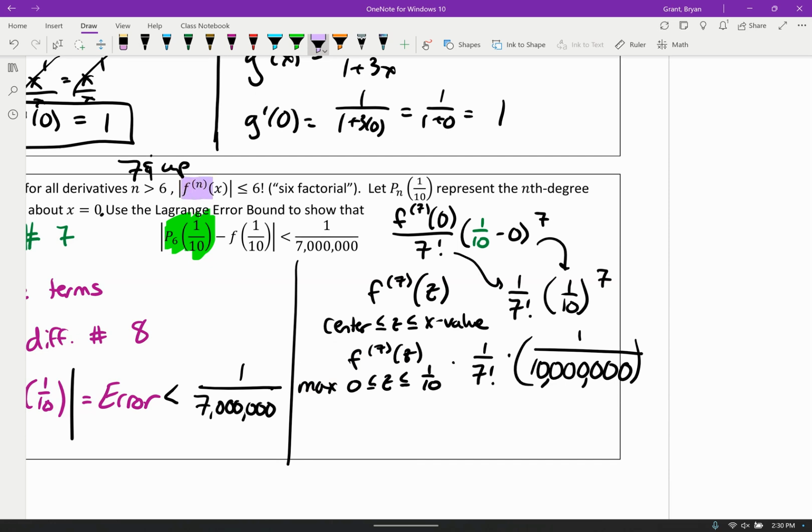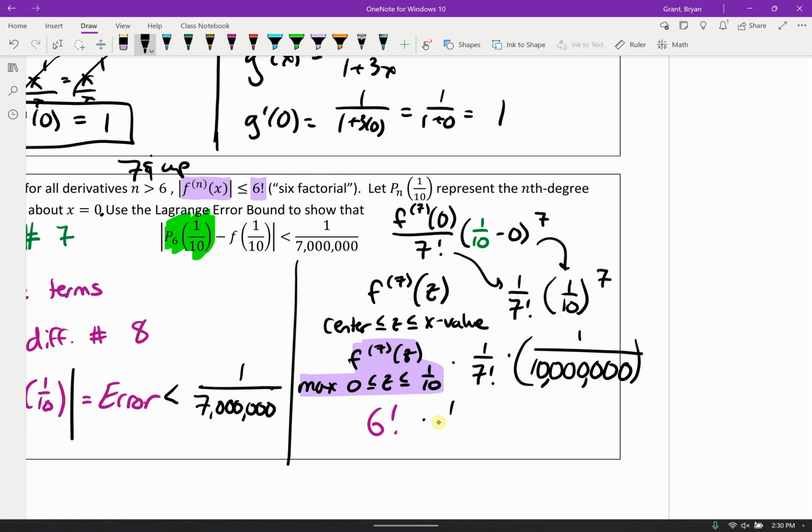They said any derivative of x will always be less than or equal to 6 factorial as long as it's more than the 7th derivative. Well, that's pretty cool. So they said we wanted the max of our derivative on this interval, but we know the max of the derivative on any interval is just 6 factorial.